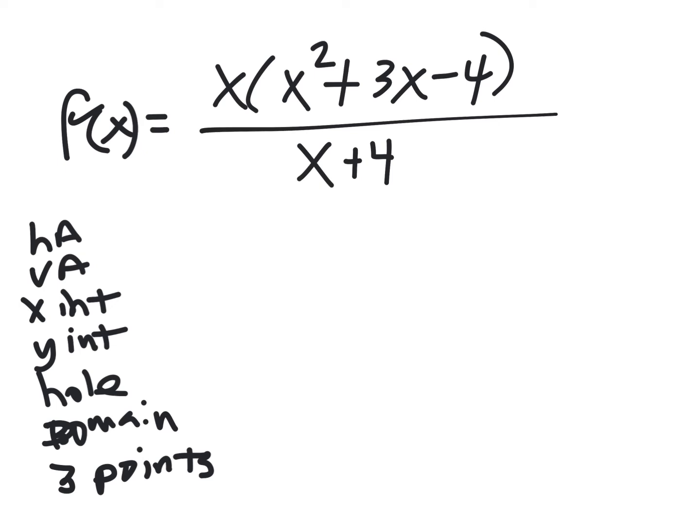So this is a review for your Chapter 7 test, and I'd like you all to start with this problem. And if you can factor it, you should, of course. Then figure out the horizontals, the verticals, the x-intercept, the y-intercept, the hole, the domain, and find 3 points that are on the graph. I'll pause for a second while you work on that.